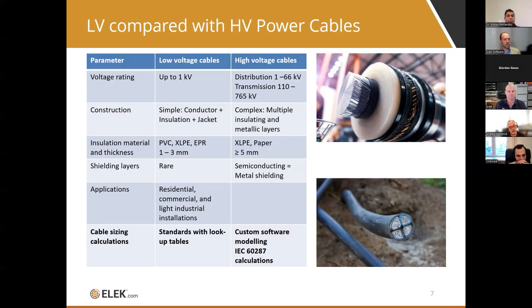So low voltage cables are much simpler. They have a conductor, insulation, and a jacket, pretty much. There are maybe some additional shielding layers, but these are rare. There may be some armor.